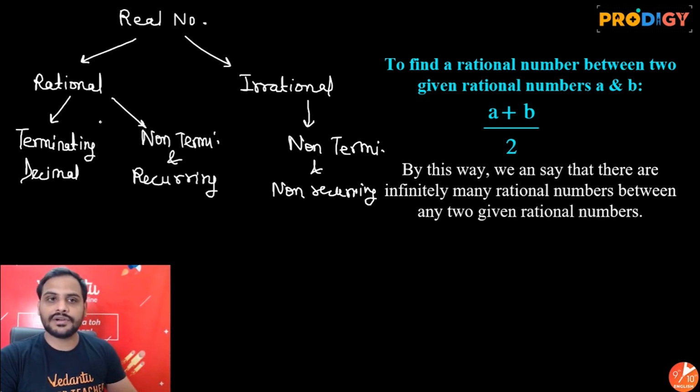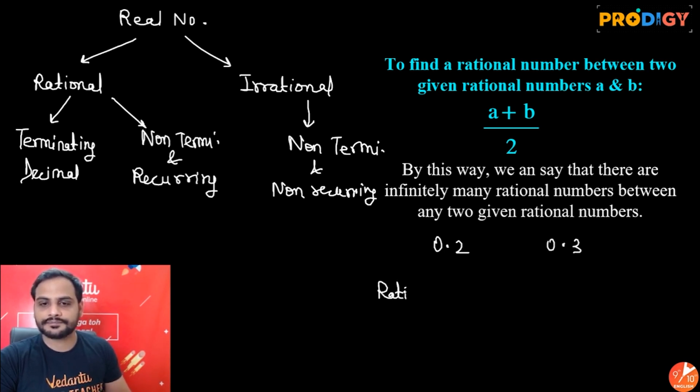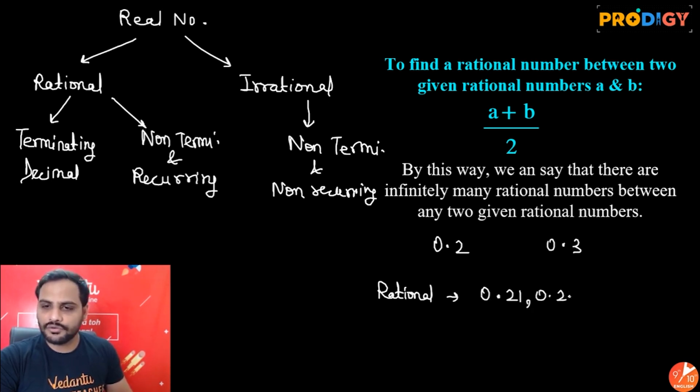And now since we know decimal form also, we can easily write. For example, if I tell you between 0.2 and 0.3, write one rational number. One easier way is 0.2 and 0.3, between them you have 0.21, you have 0.22, 0.23. You can write them. They are terminating decimals, right?